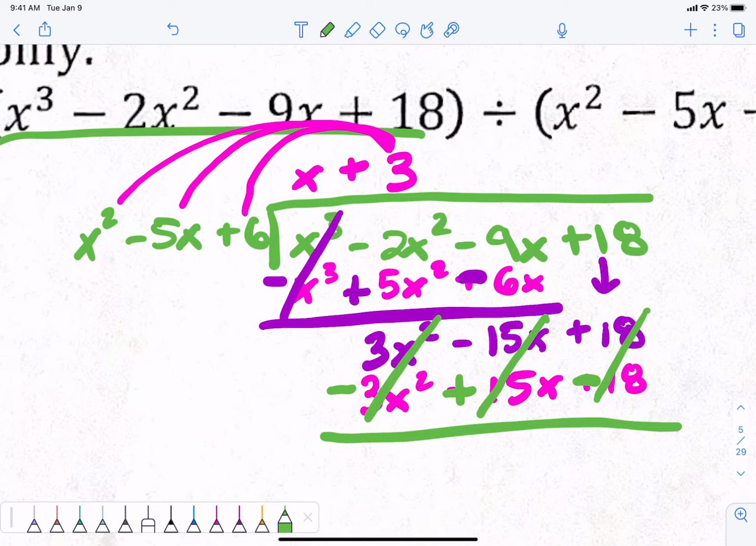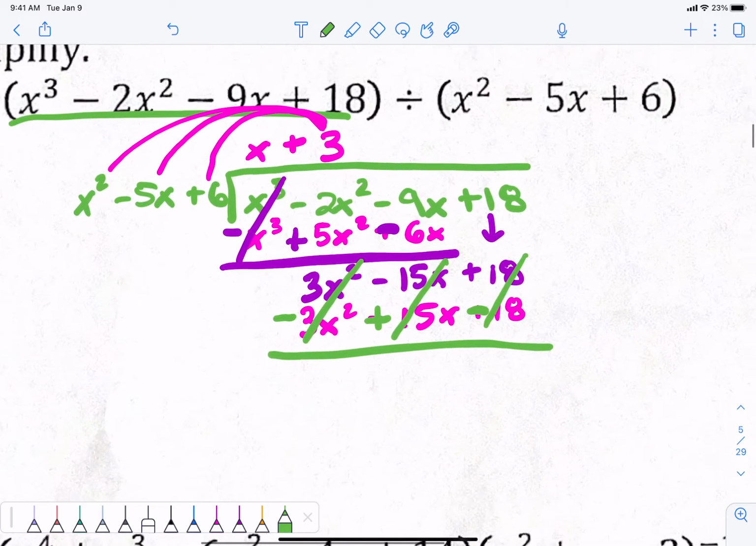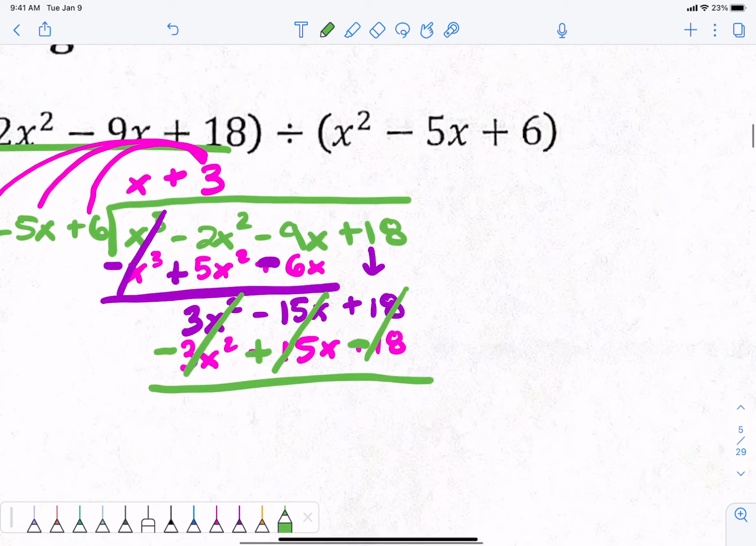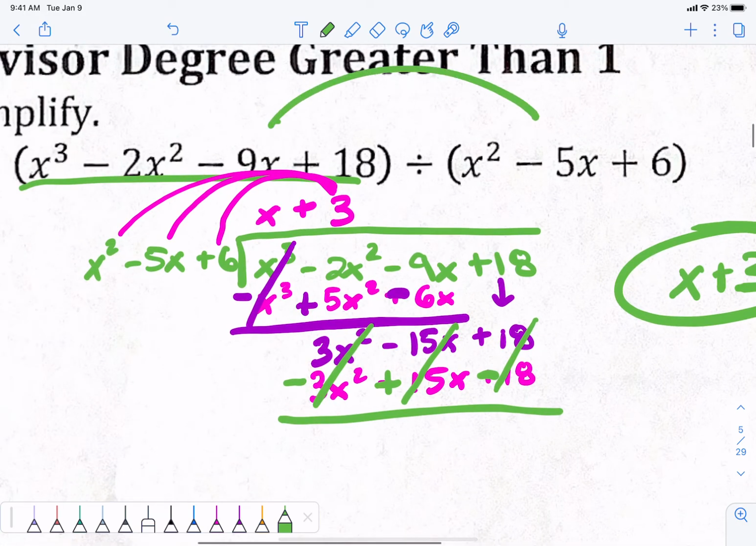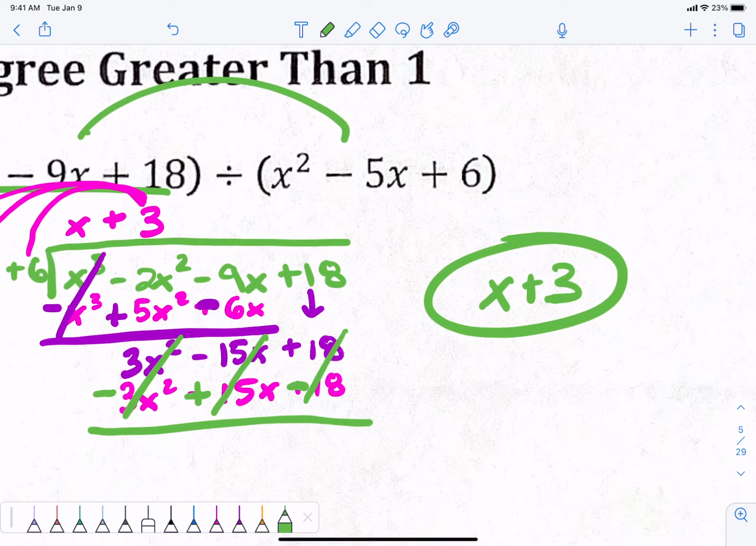So what does that mean? 0. We have 0 remainder. He goes in there evenly. So the answer is x plus 3. So if I'm dividing those two things, this guy divided by this guy just comes out to be x plus 3, and that's all. Okay, good?